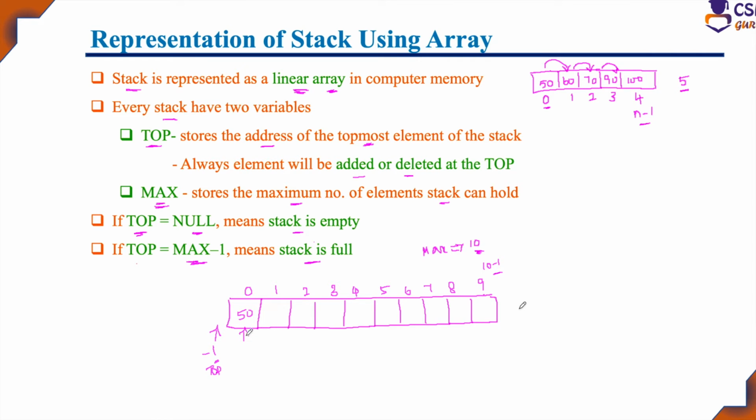Suppose I want to insert one more element, increment the top position by 1, 60. Next, increment the top position, 70, 80, 90. Likewise, I am inserting. Now, the top position will be pointing here. This is the topmost position. And here, you can still insert 5 more elements. Already we have inserted 5 elements.